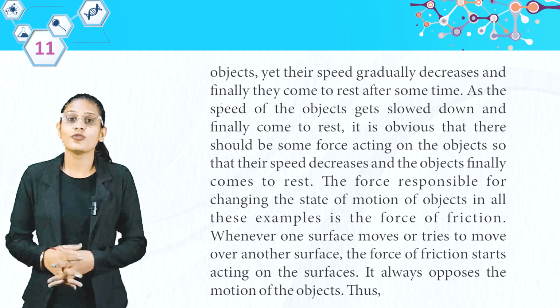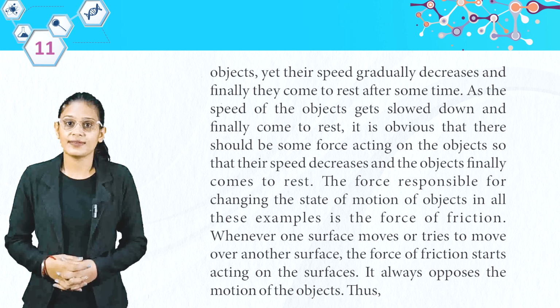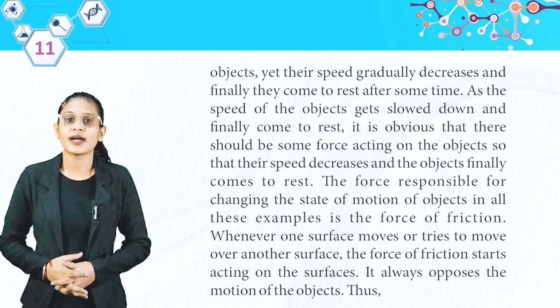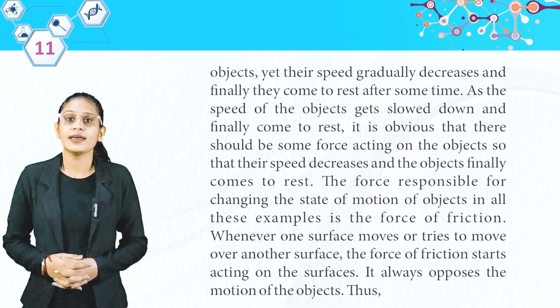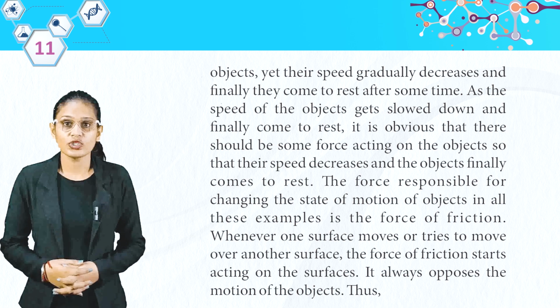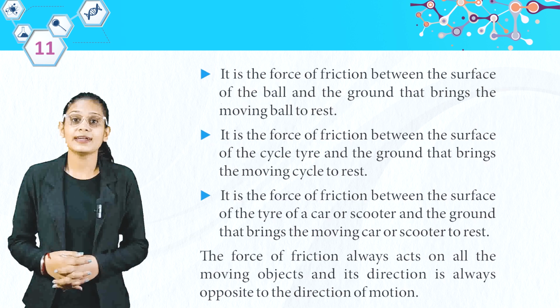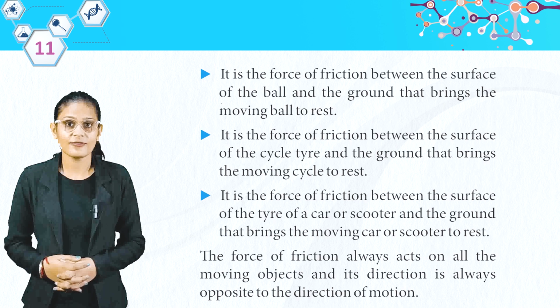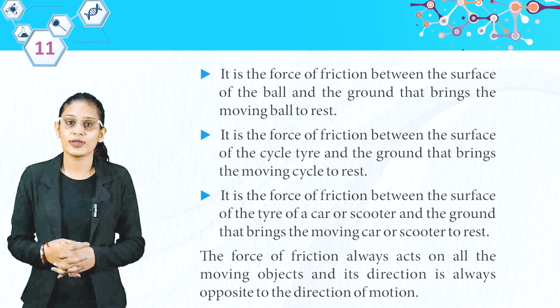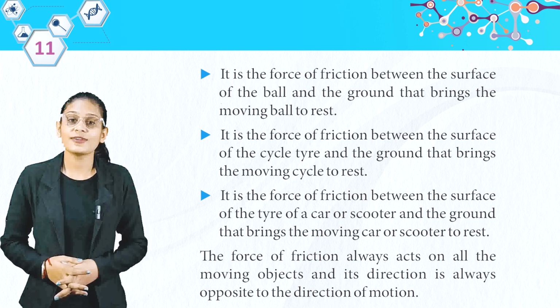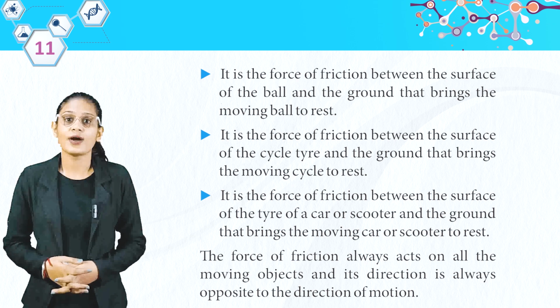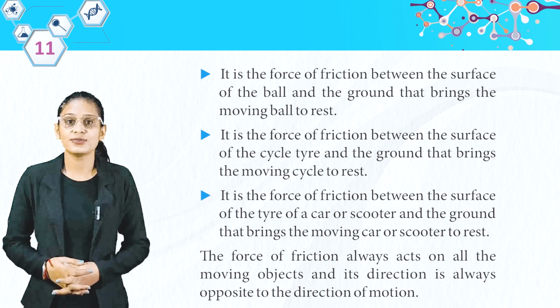Whenever a surface moves or tries to move over another surface, the force of friction starts acting on the surfaces. It always opposes the motion of the objects. Thus, it is the force of friction between the surface of the ball and the ground that brings the moving ball to rest. It is the force of friction between the surface of the cycle tire and the ground that brings the moving cycle to rest.